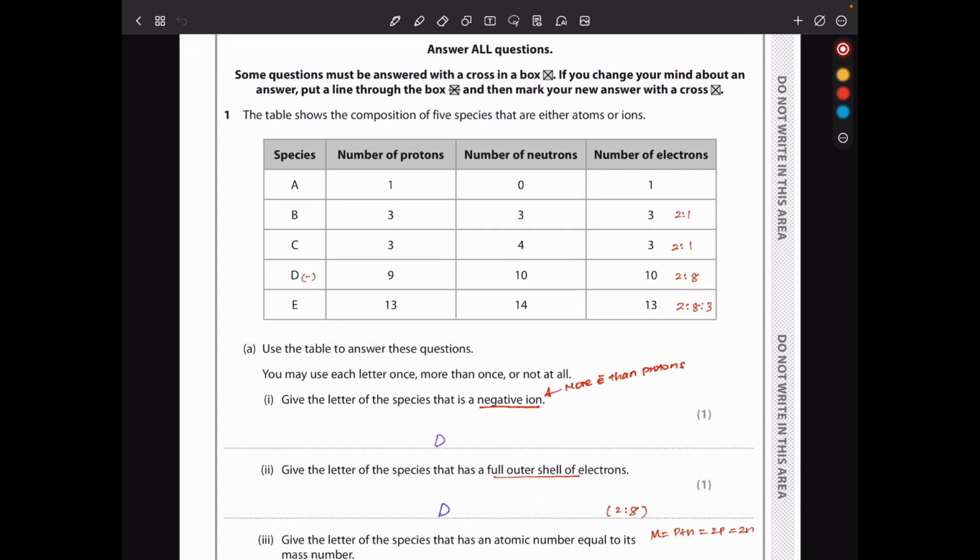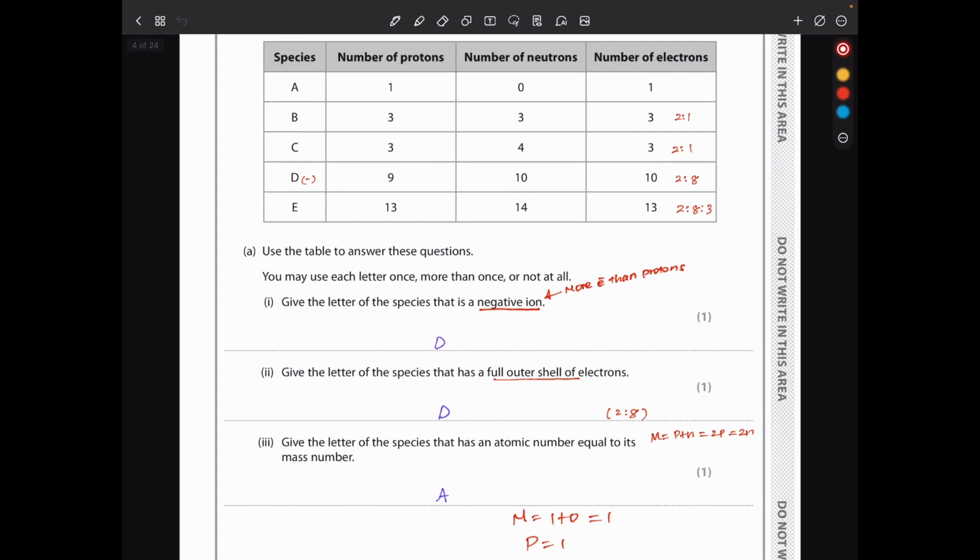Of course, if the number of electrons and the number of protons are not the same, then those are going to be ions. For example, A is not, B is not, C is not, D is, because there are 9 protons and 10 electrons, so this is negatively charged. E is not as well because the number of protons and electrons are exactly the same.